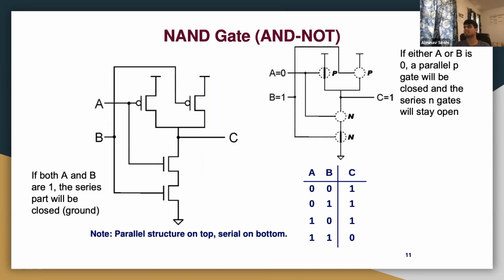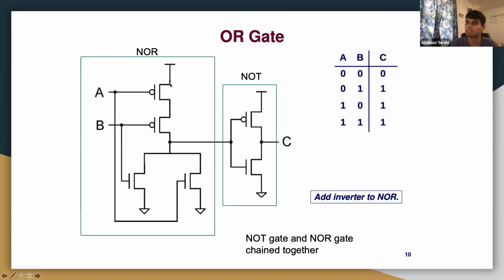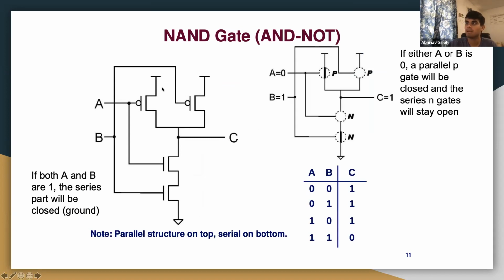So next, let's think of a NAND gate. In the NOR gate, we had serial on the top and parallel on the bottom. But in this case, we have parallel on the top connecting to positive and serial on the bottom connecting to ground. So in this case, we have this truth table, right? And this truth table always returns 1 except for when A and B are both 1. When A and B are both 1, the output is a 0.